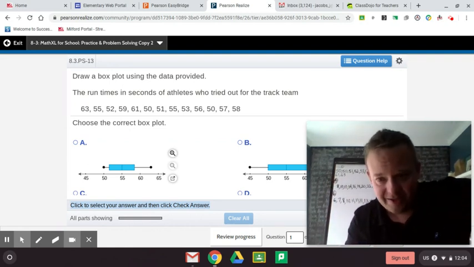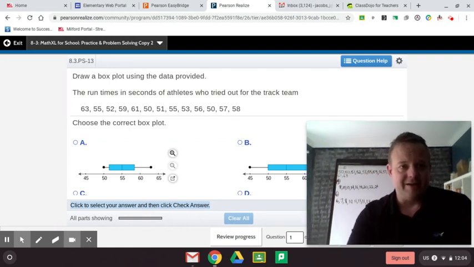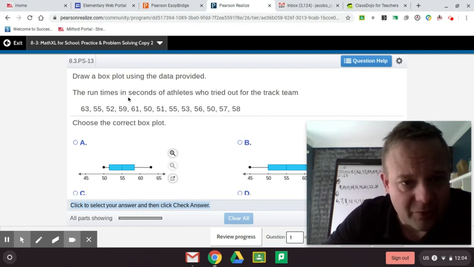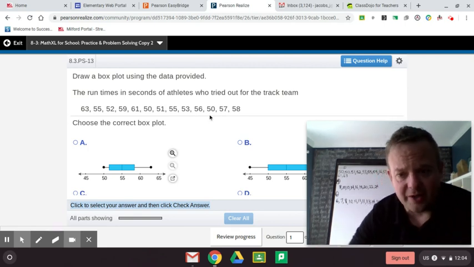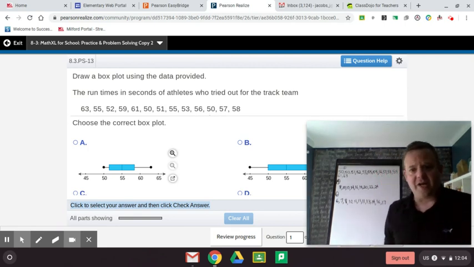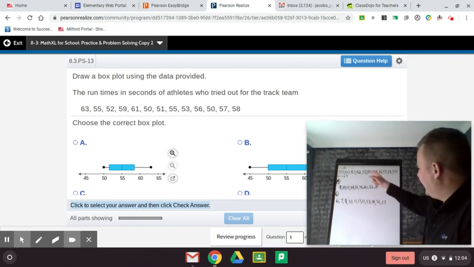Okay, guys, here we go with box plots. So the run times in seconds of athletes who tried out for the track team. So here they are. So first thing to do, just pause this video and go ahead and put these in order from least to greatest, whatever your numbers are. So once you've done that and you have them in order from least to greatest, I did it here.